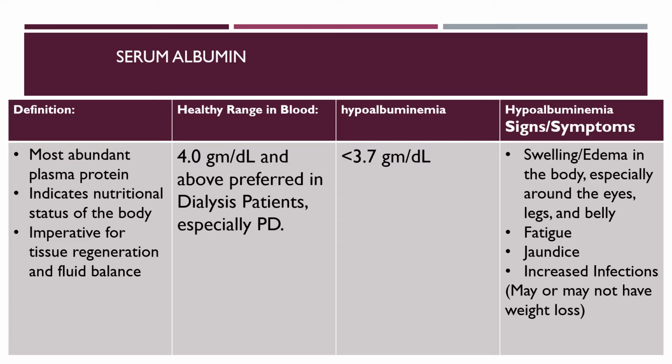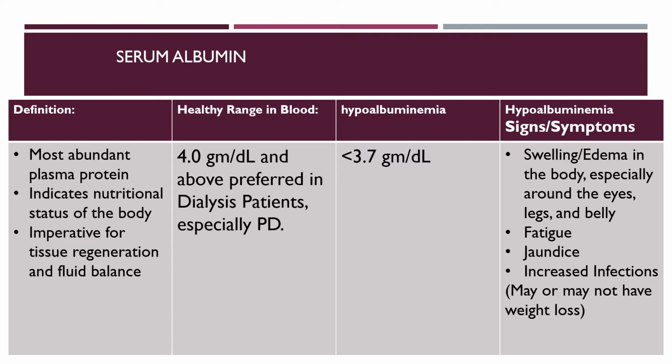Let's discuss serum albumin and the role it plays in peritoneal dialysis patients' nutrition. It's the most abundant plasma protein, making up 55 to 65% of the total protein found in blood. Serum albumin is an indicator of the overall nutritional status of the body, and it's essential for tissue regeneration and fluid balance. An albumin level of 4.0 and above is preferred in dialysis patients, especially PD patients.